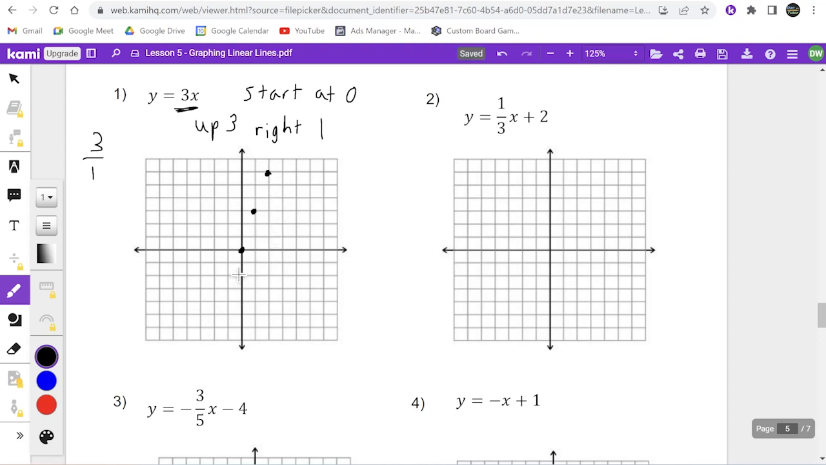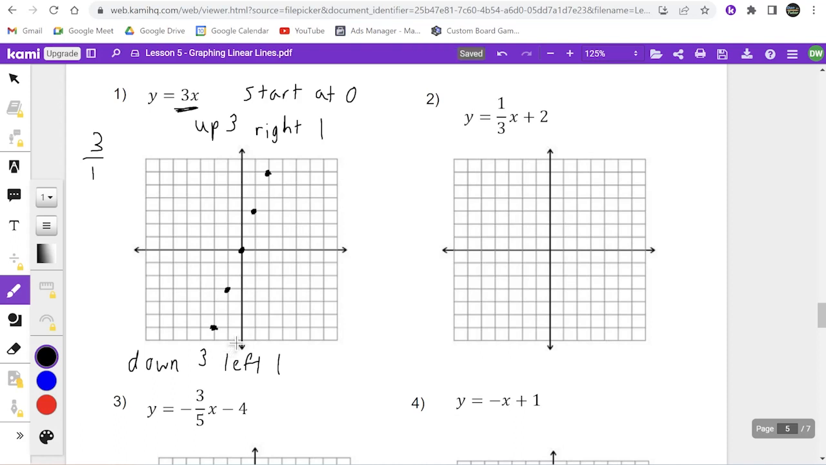Now, of course, there is a negative side as well. If you want to know what the negative side is, you do the opposite. In other words, the opposite of up 3, right 1 would be down 3, left 1. And that's what we got to do for the other way. So down 3, 1, 2, 3, left 1. We get that point right there. And then one more time, down 3, left 1, that point right there.